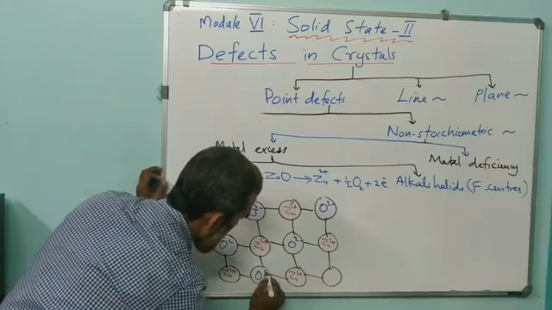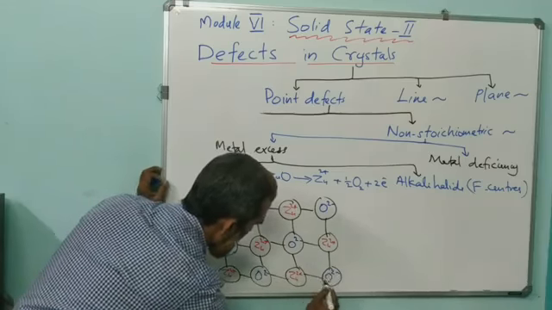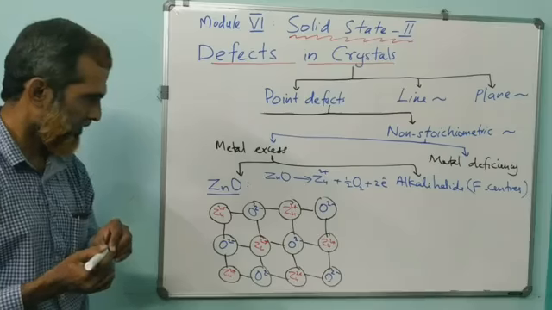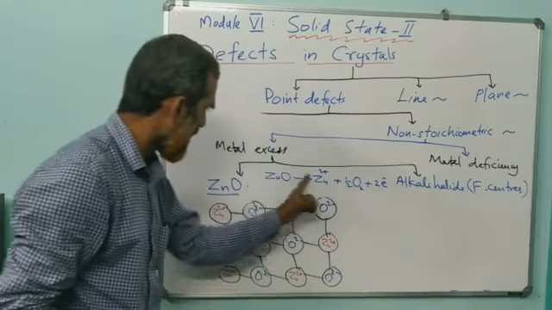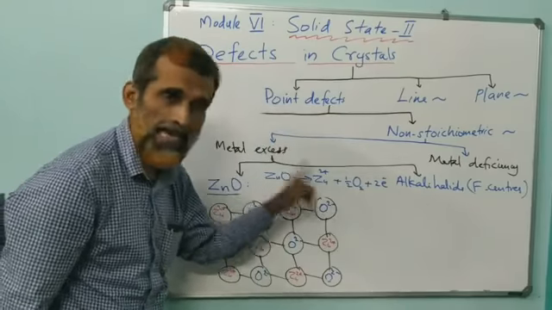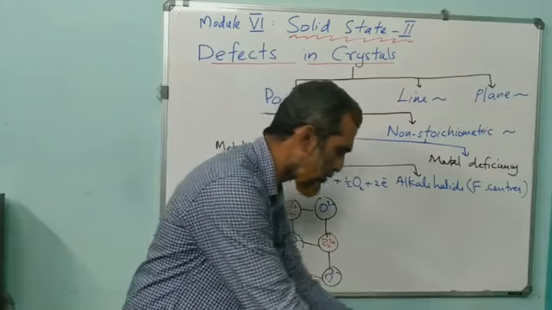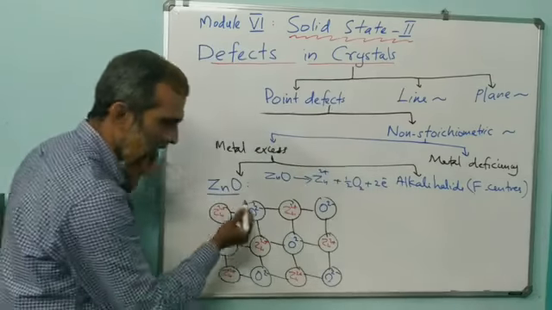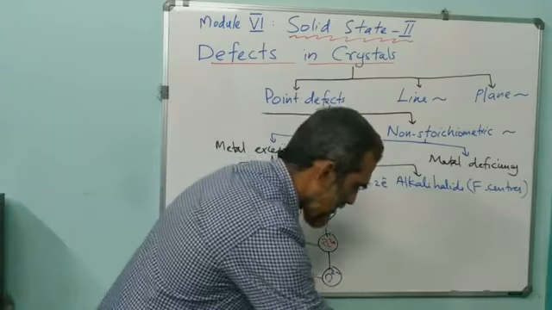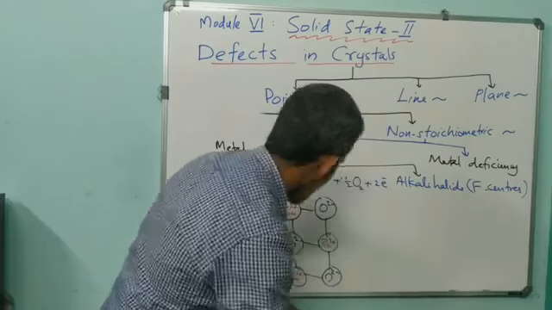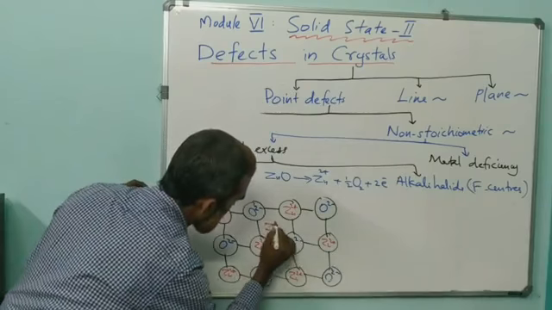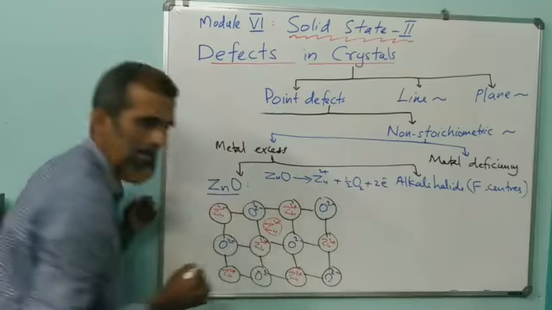Okay. So this is a lattice of zinc oxide. Now, due to this, oxygen has gone and there is excess Zn2+. What happens to this excess Zn2+? That will occupy the interstitial void. You can see an excess zinc ion in the interstitial site.